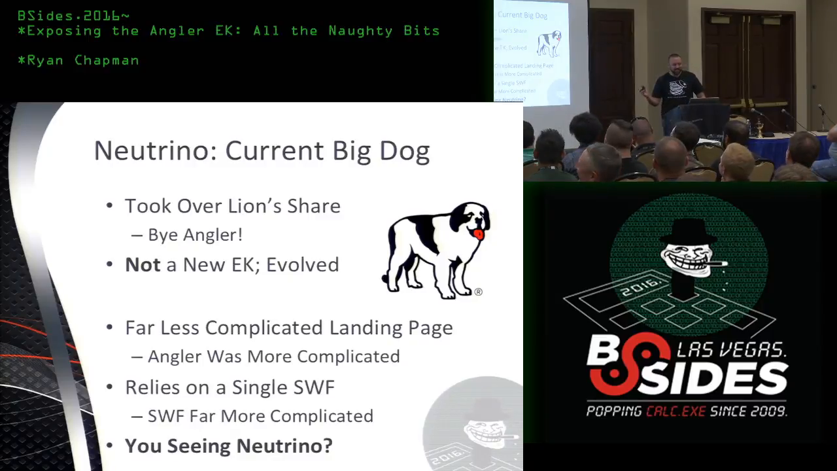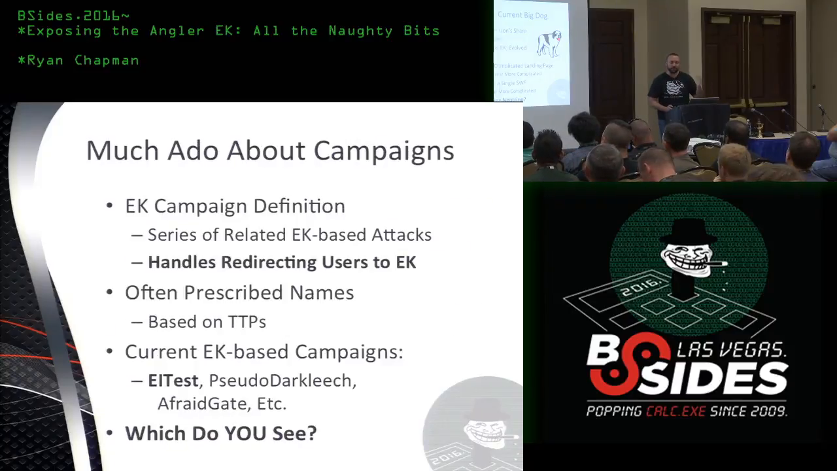All right, so Neutrino took over. Neutrino uses a single Swift file, one Flash file, to do all the damage. We'll get into that coming up. So I want to talk about campaigns first off. Actually, we kind of already covered this.